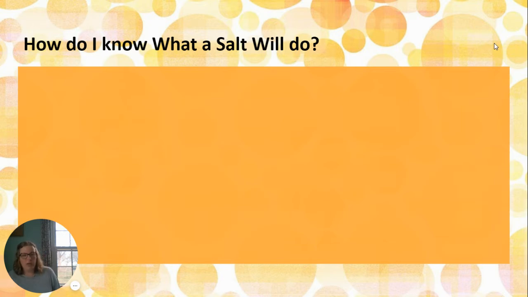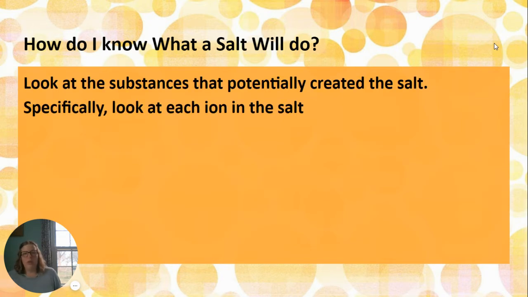So how do I know what that salt is going to do? If you are given the reactants and you know what they are, what you can do is you can look at the salt and figure out what's going on. The easiest way is if they give you the reactants, and we'll start doing practice with that, and then we'll go into a harder situation where you don't have them. The most important thing is to look at the ions that are in the salt. And this is if you don't have the reactants. If you have the reactants, it's a little bit easier.